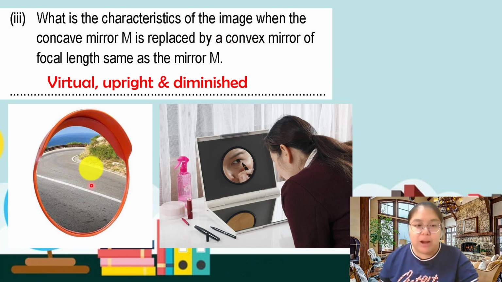So this one is a diagram. This one is a convex mirror. This one is a concave mirror for focusing, so you find the eyes become bigger. This one they want to see the further area, the widened area, so they are using the convex mirror.